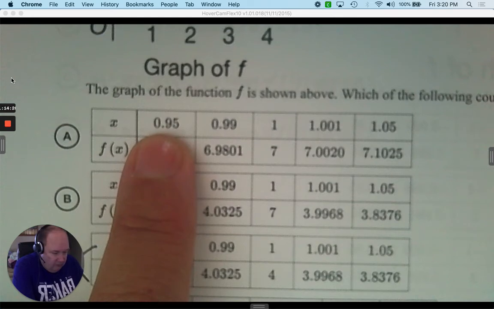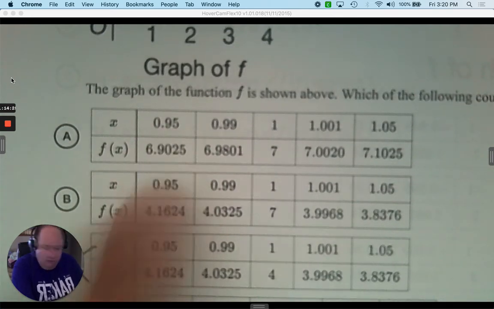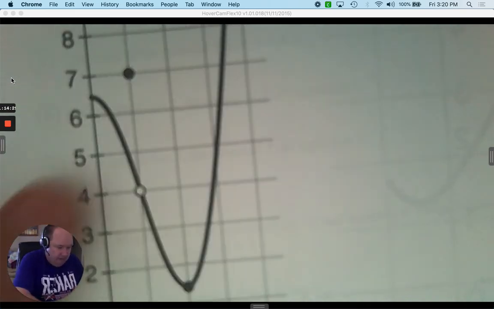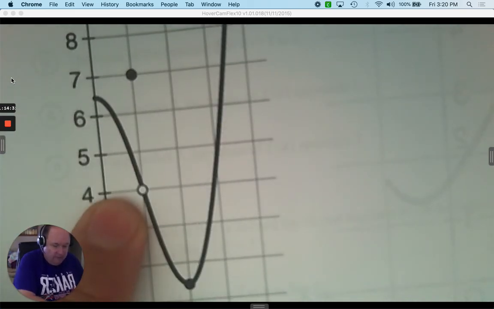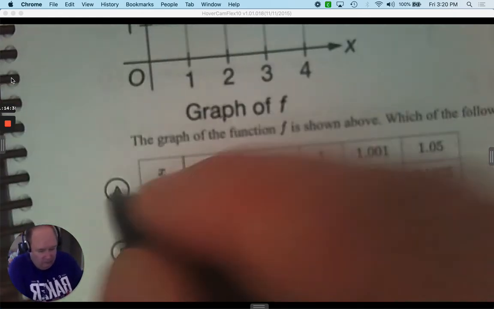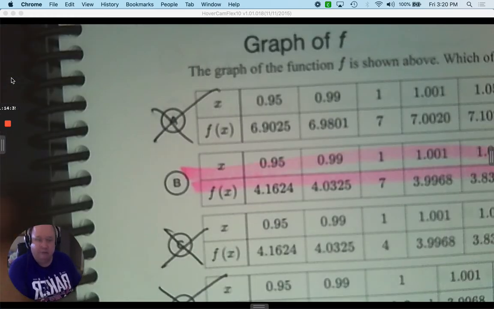Here, when x is close to 1, the answer is almost 7. So at 1, is the answer almost 7? From the left, the answer is just a bit more than 4. That's what this is, right? So this one's wrong. So looking off the graph and understanding limits, you can see the answer.